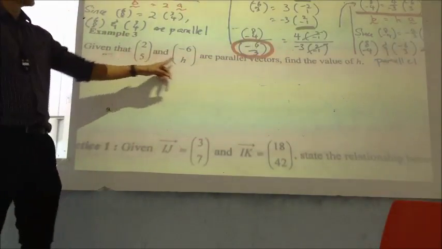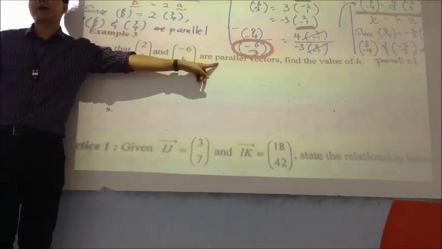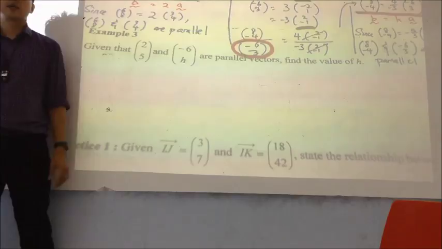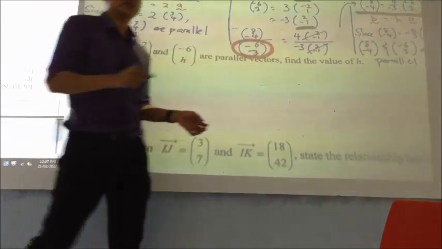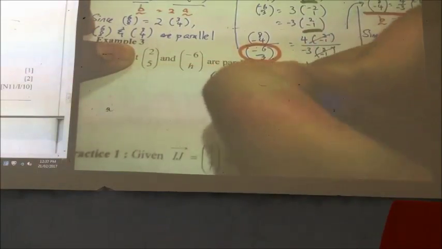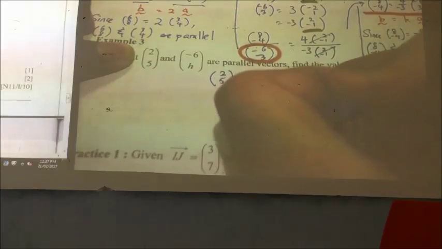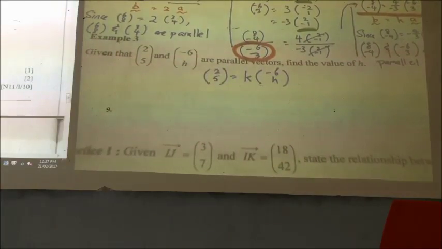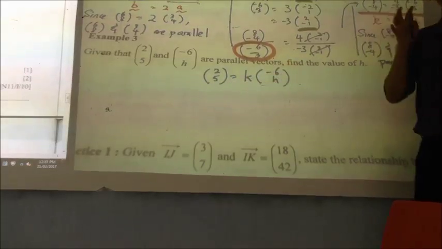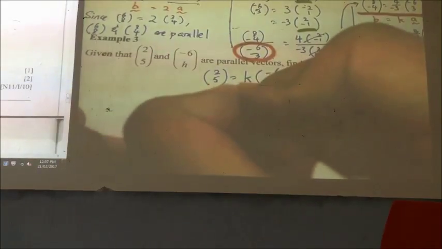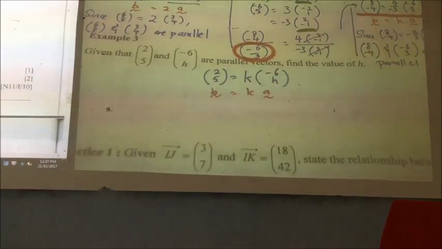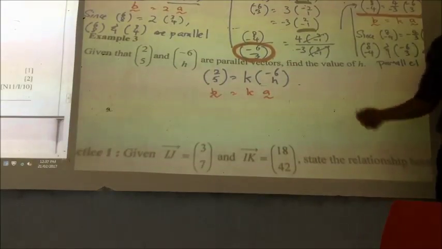Example. Given that this and this are parallel, if they tell you they are parallel, the first statement is to write what? B equals k times of A. Vector B is equal to k times of vector A. So how will you write? You don't write B and A anymore. You write 2, 5 is equal to k times of negative 6, h. Yes. Why do I write like that? This is your vector B equal to k times of vector A. Follow? Why can I write like this? Because they are parallel.